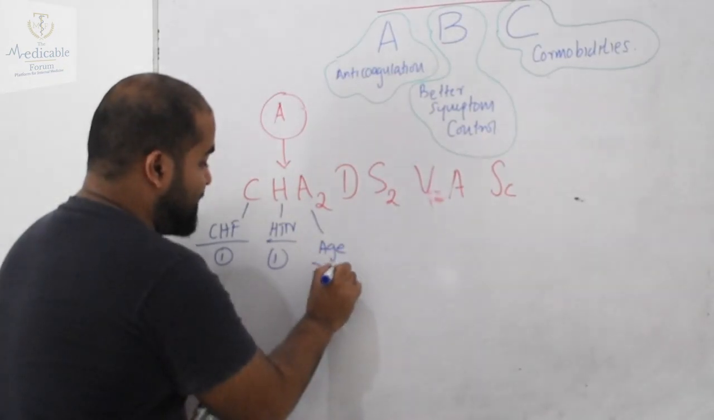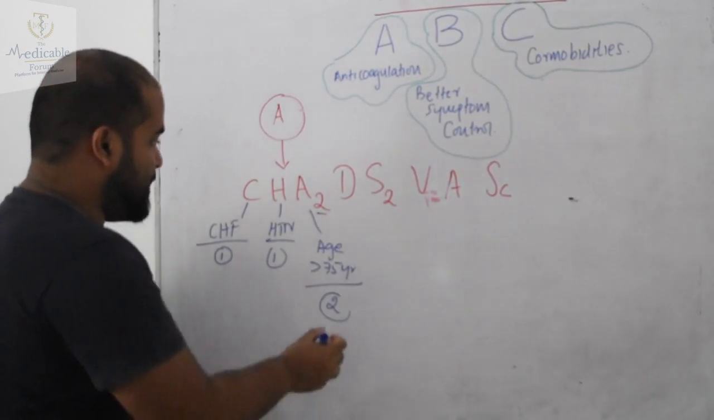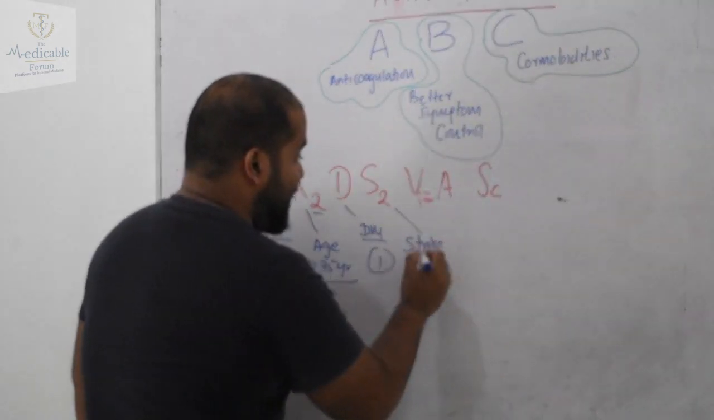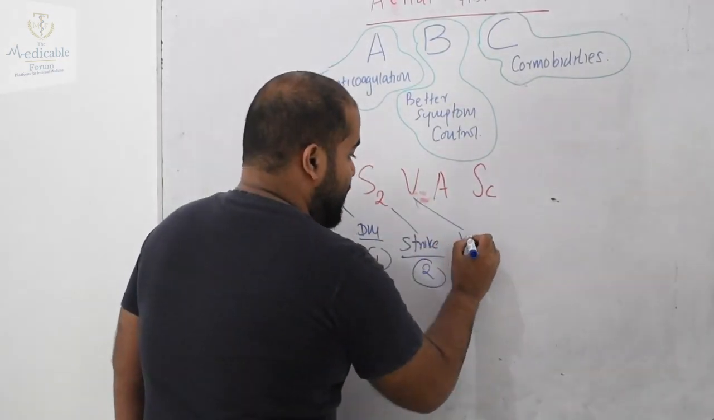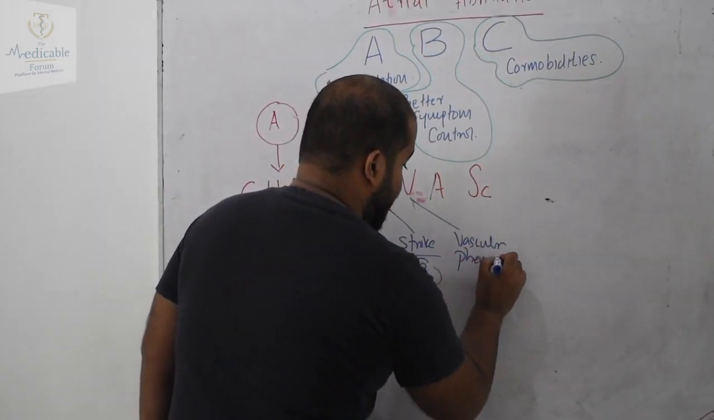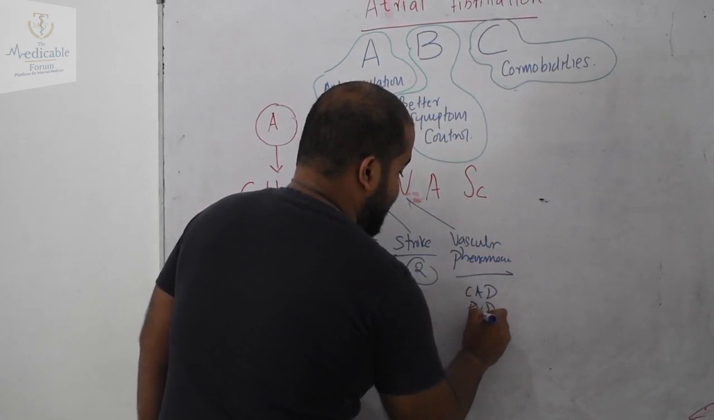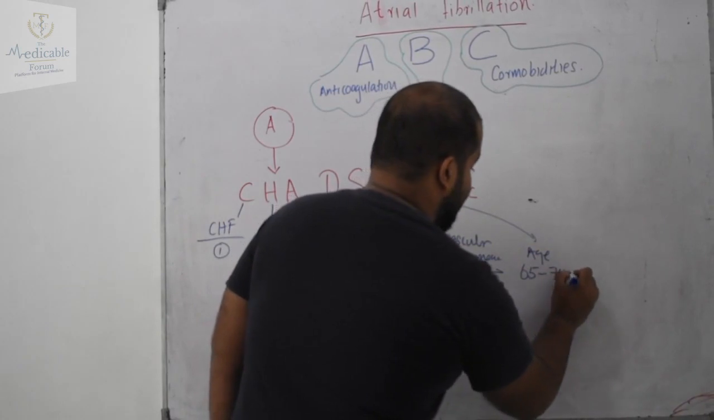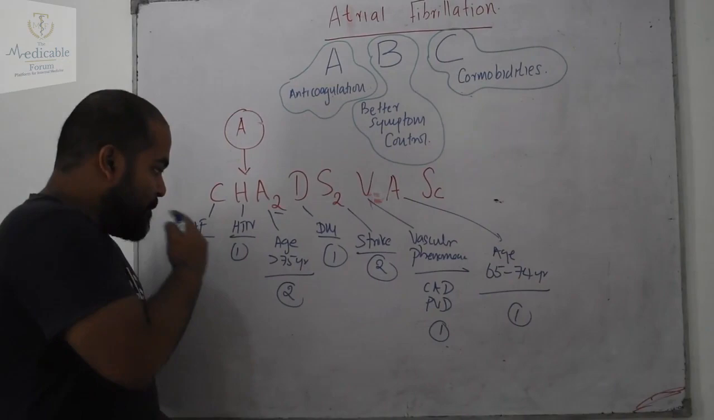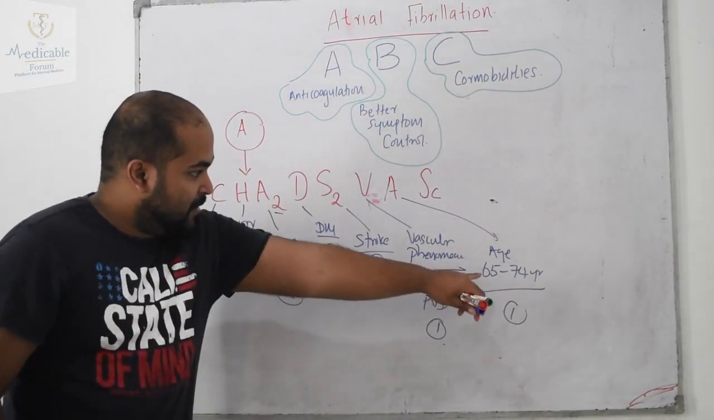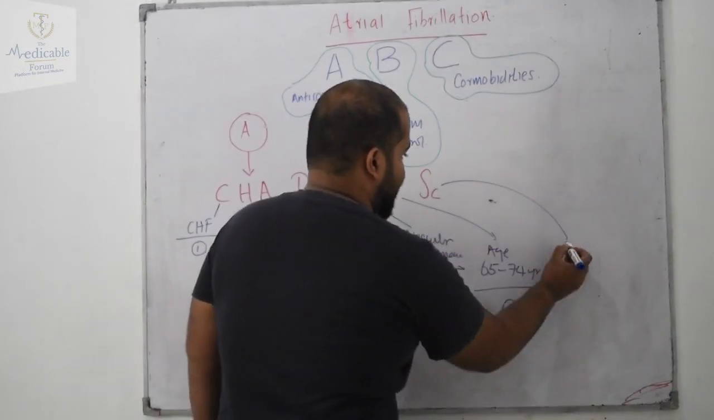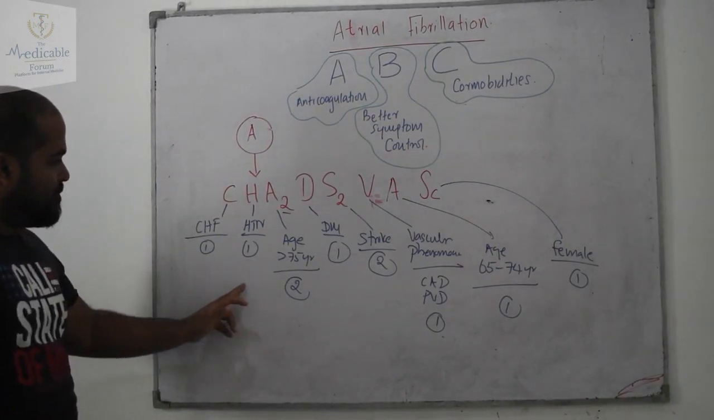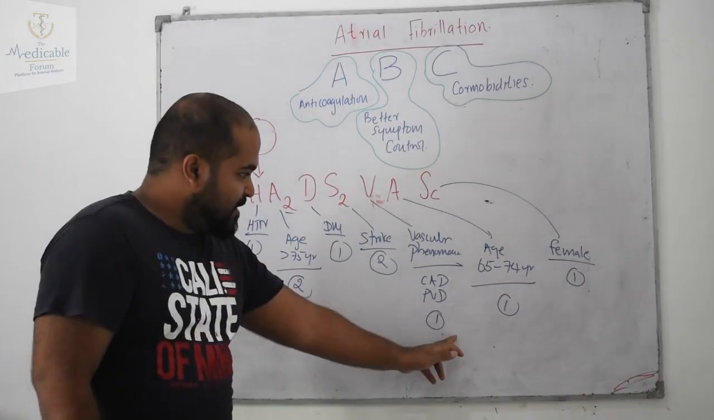If the age is more than 75 years, you get 2 points. Remember, here you have 2 points. Then, if you have diabetes, you get 1 point. If you have had a stroke, you get 2 points again. Then, if you have some vascular phenomena, like coronary artery disease or peripheral vascular disease, you get 1 point. Then there is another age category, between 65 and 74, where you get 1 point. Remember, if the age is more than 75 you get 2 points, but for age between 65 and 74 it's just 1 point. And finally, if you are female, you automatically qualify for 1 point. So: congestive heart failure, hypertension, age more than 75, diabetes, stroke, vascular phenomenon, age and female.